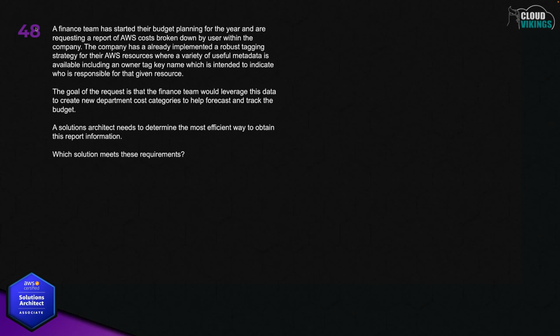48. A finance team has started their budget planning for the year, and they're requesting a report of AWS costs broken down by user within the company. The company has already implemented a robust tagging strategy for their AWS resources where a variety of useful metadata is available, including an owner tag name, which is intended to indicate who's responsible for that given resource.